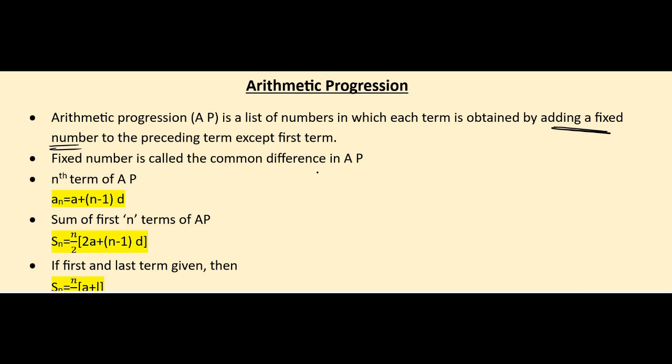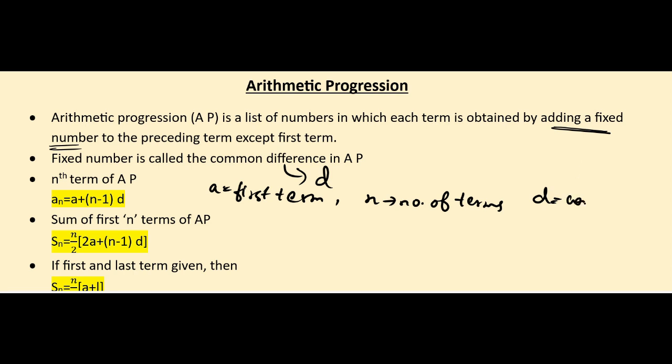That fixed number is called the common difference in arithmetic progression, and it is denoted by the small letter d. The nth term of an AP is given by the formula an = a + (n - 1) d. Here an means the nth term, a is the first term, n means the number of terms, and d is the common difference.